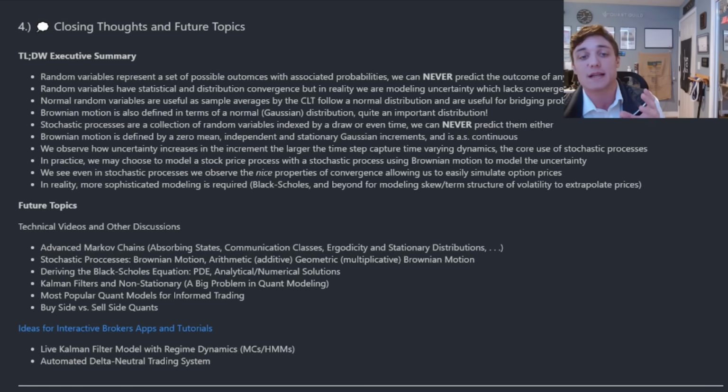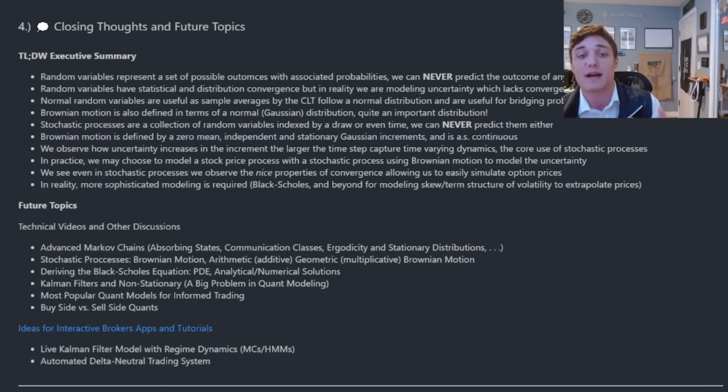Stochastic processes themselves are collections of random variables over some sort of index. It could be a draw or time. We can never predict one sample path. Again, that's not the point. We're trying to assess the likelihood of different states of the world.